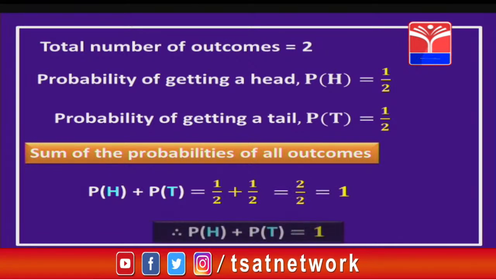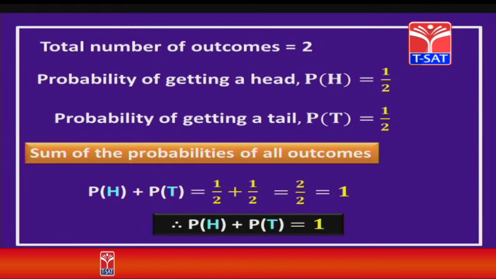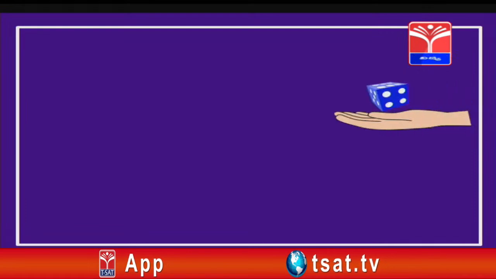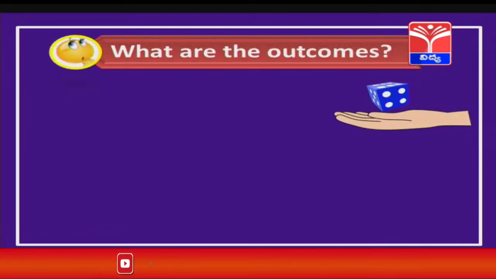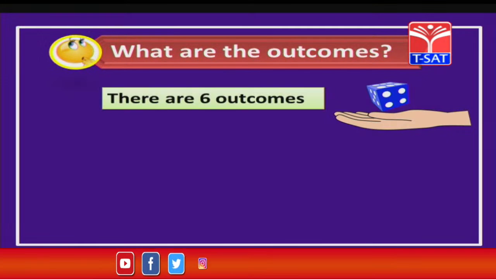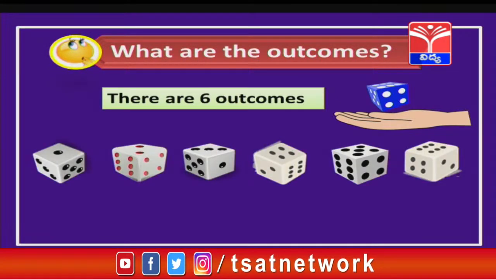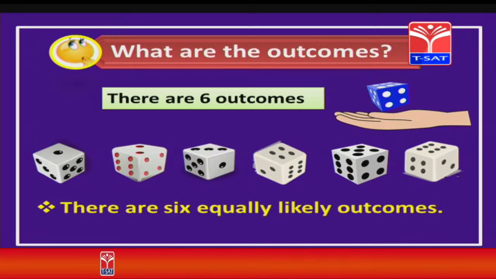That means, I can write probability of getting head plus the probability of getting tail is 1. Now, is it same for rolling a dice also? Let us check, children. So, what are the outcomes here? Yes, there are 6 outcomes. So, you may get 1, 2, 3, 4, 5 or a 6. Now, there are 6 equally likely outcomes I can say, isn't it children?